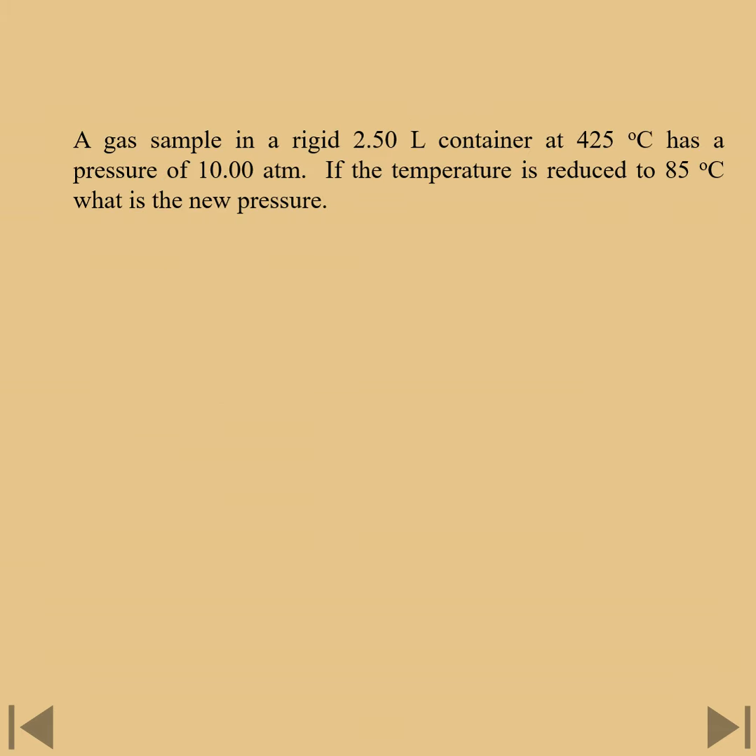Okay, a gas sample in a rigid container. Remember, rigid means a constant volume of 2.50 liters at 425 degrees C has a pressure of 10 atmospheres. If the temperature is reduced to 85 degrees C, what is the new pressure? Again, we have a changing gas law problem, so again we use our combined gas law equation. P2 times V2 over T2 equals P1 times V1 over T1, and the volume is constant, so we can eliminate the volume, and that gives us Gay-Lussac's equation.